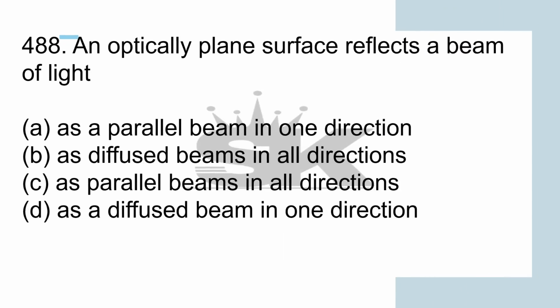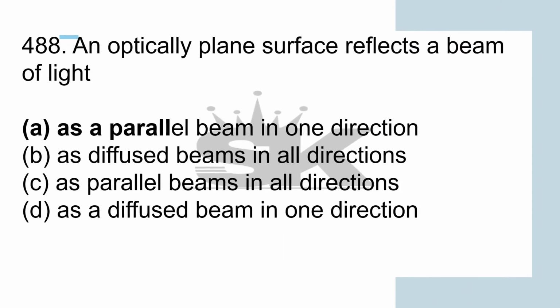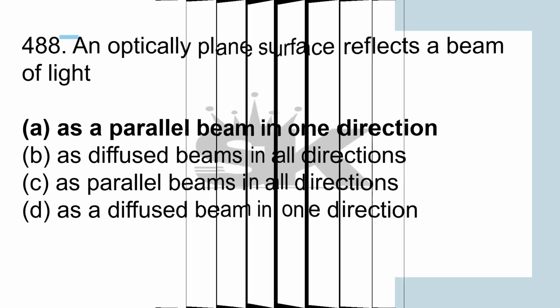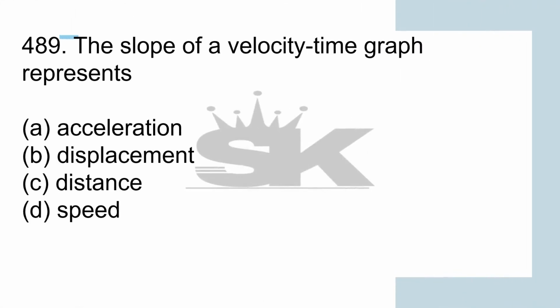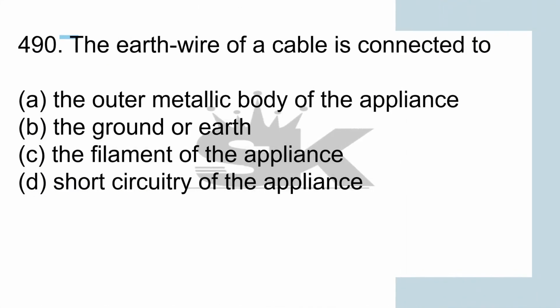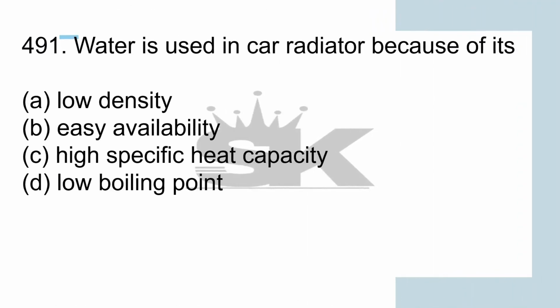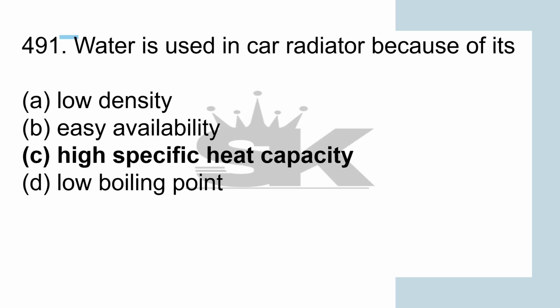An optically plane surface reflects a beam of light as a parallel beam in one direction. The slope of a velocity time graph represents acceleration. The earth wire of a cable is connected to the ground or earth. Water is used in a car radiator because of its high specific heat capacity.